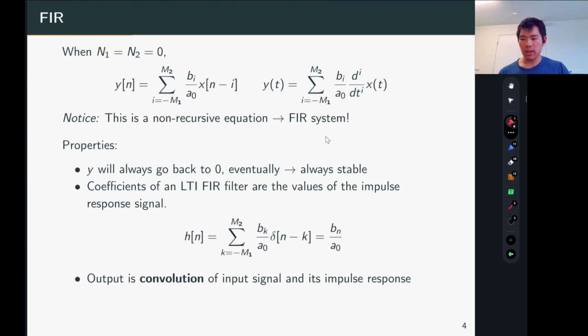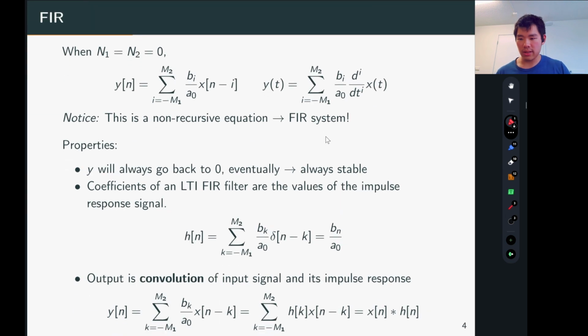And the output is the convolution of the input signal and impulse response. And why is that? Because again, from the difference equation up here, and since we know from the previous line that this coefficient is basically the impulse response, we set that as h of k, and then h of k times x of n minus k. This is basically the definition of the convolution, and so we just write x of n convolved with h of n, which is very neat.